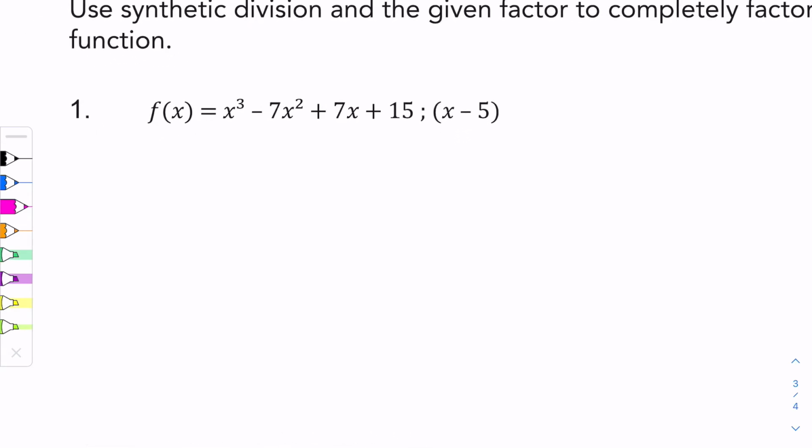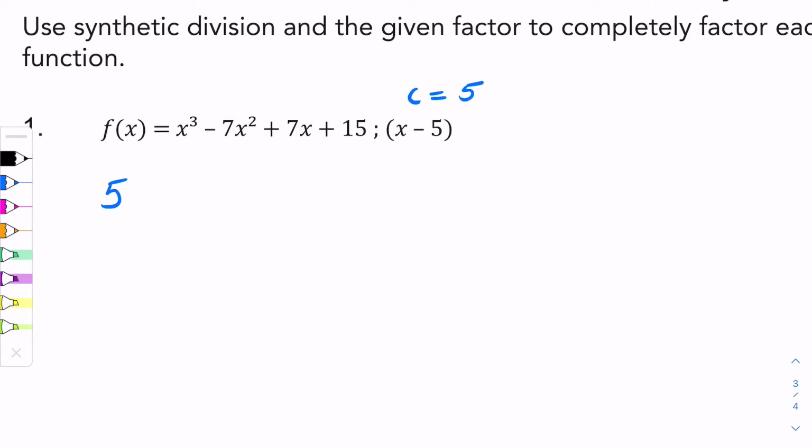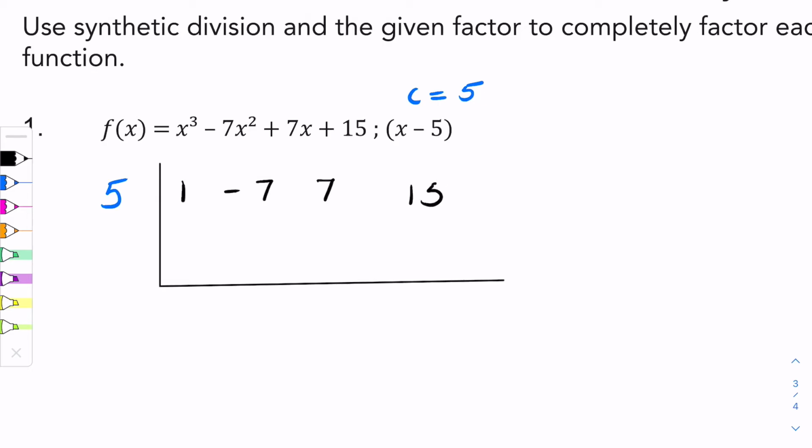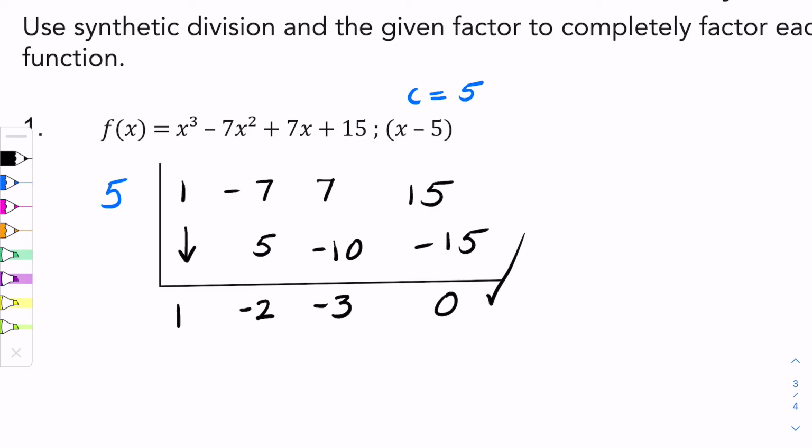Using synthetic division for the first one, our synthetic divisor is 5. 5 goes outside. To complete the synthetic division, bring down your coefficients. We have 1, negative 7, 7, 15. 1 times 5 is 5, plus negative 7 is negative 2, times 5 is negative 10, plus 7 is negative 3, times 5 is negative 15, and 0. So yes, we have a factor. That's telling us that this here is what's left over. We would have x squared minus 2x minus 3.